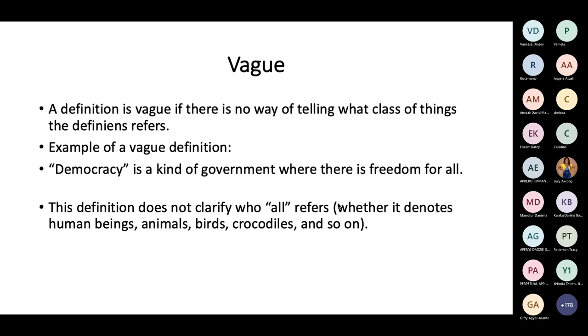Now, a definition can be vague if there is no way of telling what class of things the definiens refers to. Example of a vague definition: democracy is a kind of government where there is freedom for all. This definition does not clarify who all refers to, whether it denotes human beings, animals, birds, crocodiles, and so on. So saying that democracy is freedom for all is vague because it doesn't specify the particular class of items in the world that it is targeted at.